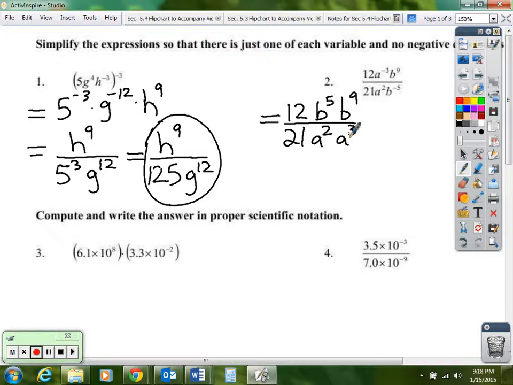We now have expressions both on the top and the bottom which require us to add exponents. We reduce the 12 over 21, dividing top and bottom by 3, not 4. 4 is left on top, 7 is left on bottom.